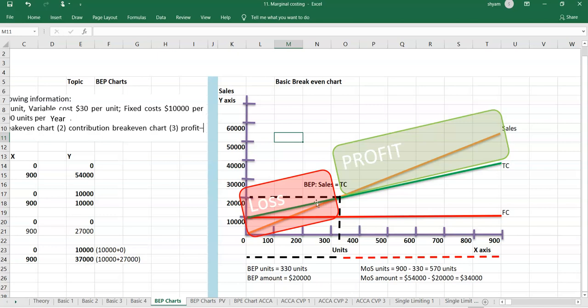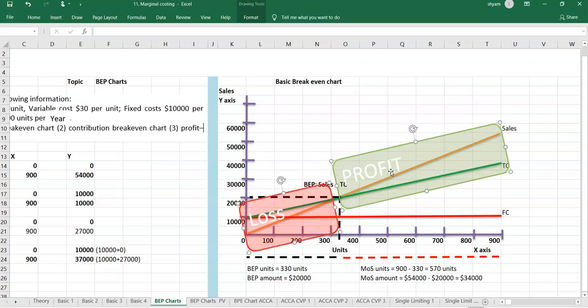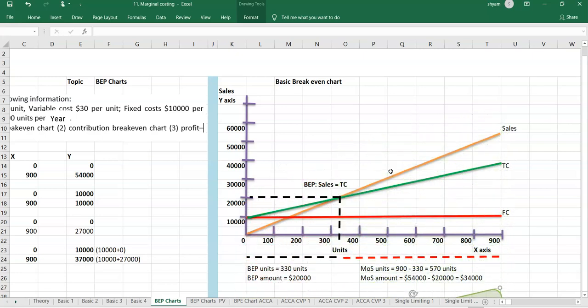Any point below the BEP is a loss, and any point above it is a profit. So you got the idea here. You don't need to have these boxes, because they might confuse you a little bit, so we'll just remove them. Hope this area is now clear. So this is the concept here.